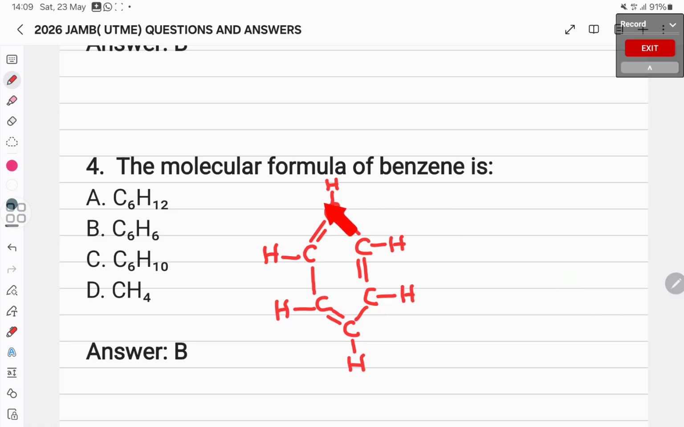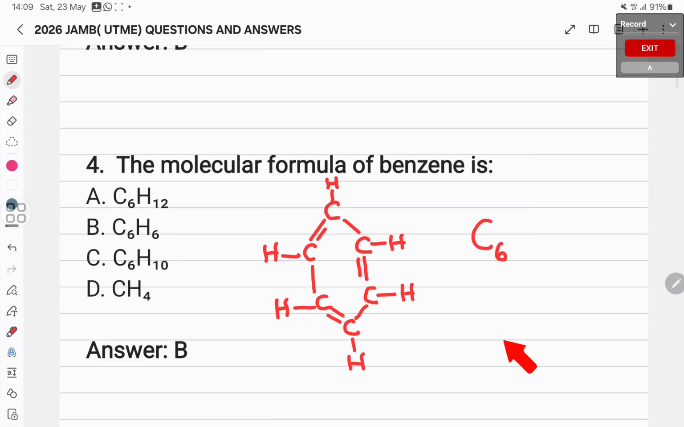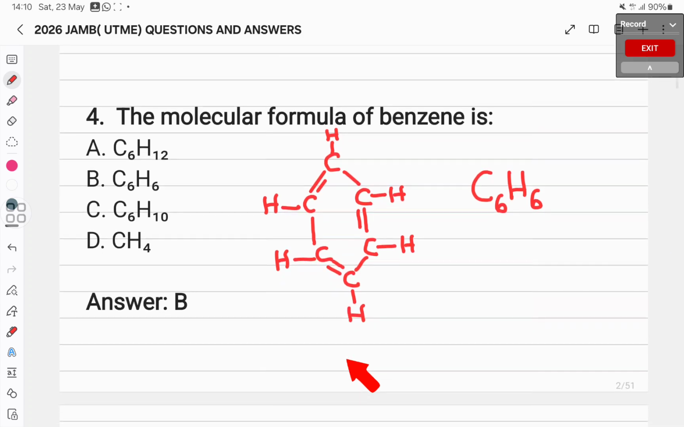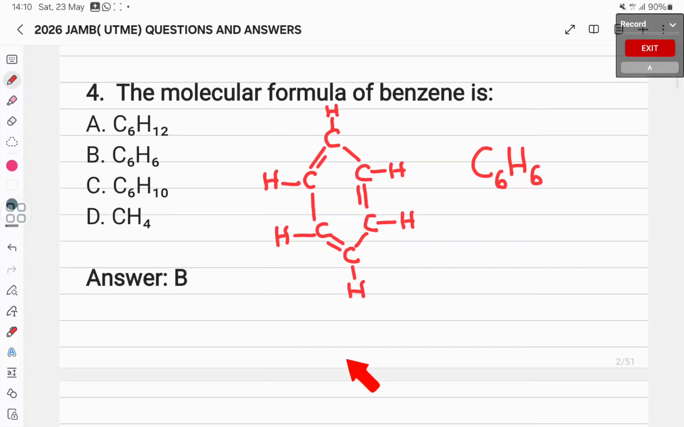And when you count the number of carbon atoms, we have 6 carbon atoms. And the number of hydrogen atoms, you have 6 too. 1, 2, 3, 4, 5, 6. So you have 6 hydrogen atoms. So the molecular formula of benzene is C6H6. So the correct option is B.